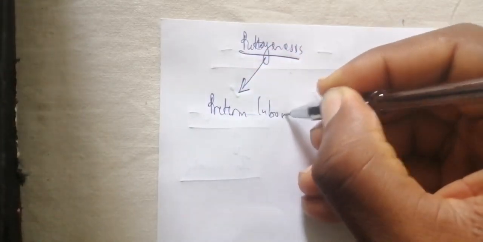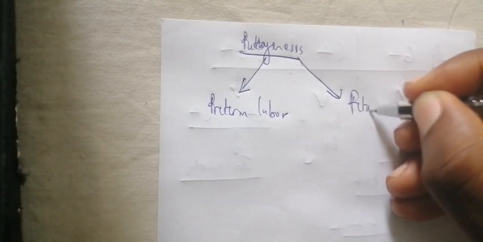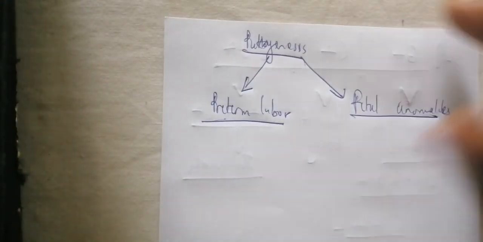So what is the pathogenesis of prematurity? For the pathogenesis of prematurity, you need to know that there are two major etiologies under which you are going to have prematurity. The first is preterm labor, and the second is fetal anomalies. Those are the two major pathogeneses under which we have prematurity.